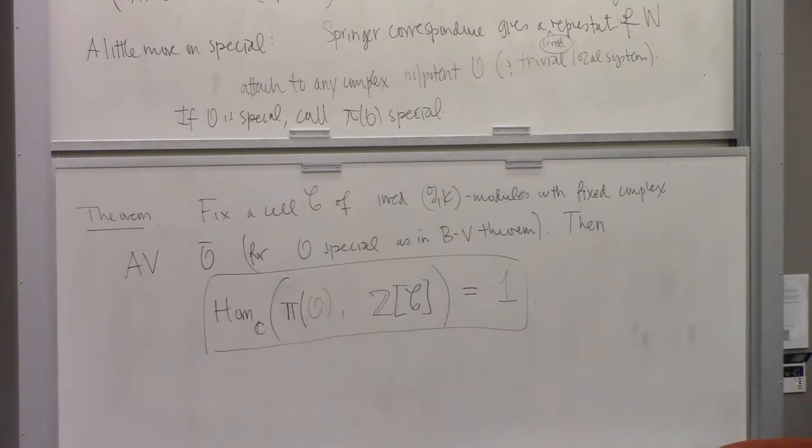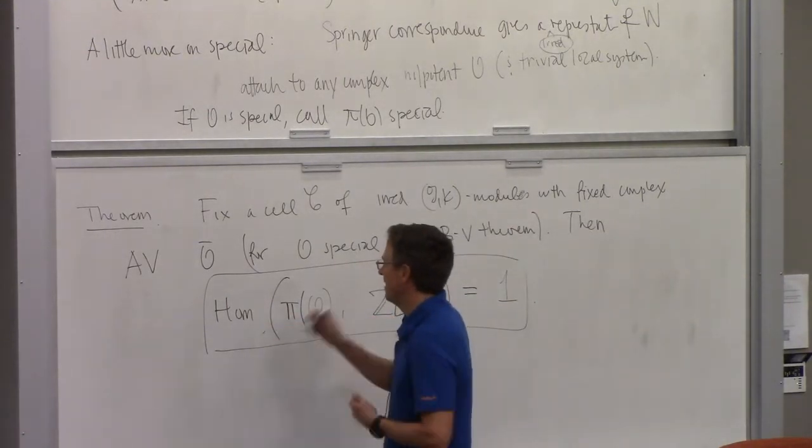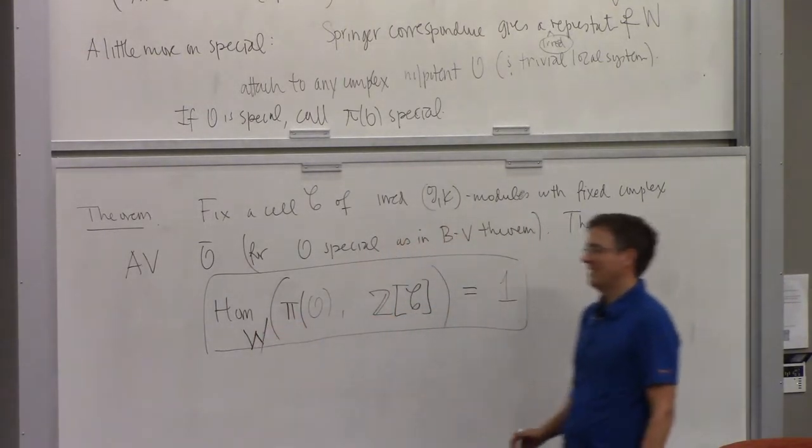Is that a map of vector spaces or just vector spaces? Oh, sorry. I put C. I meant to put that. Sorry. Thank you.